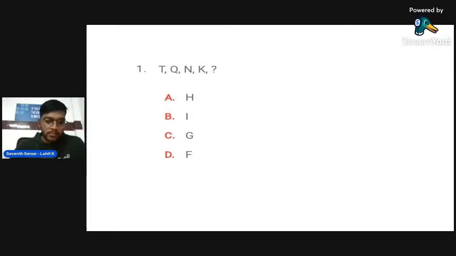So always consider the original numbers. Don't consider the alphabets which are in between. Always consider the original numbers. You'll get the answer very easily. So you have to solve this particular question using the original numbers here.